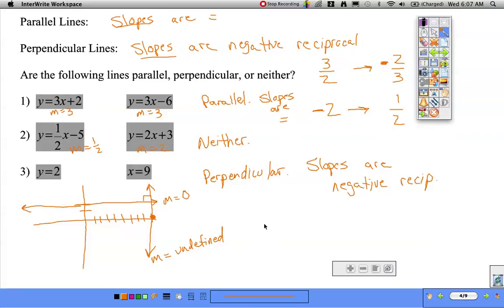The answer is yes. You could write 0 as 0 over negative 1. Well, if 0 over negative 1 is 0, the negative reciprocal of that would be negative 1 over 0, positive instead of negative. So the negative reciprocal would be positive 1 over 0, which is undefined. So it does fit this idea that perpendicular lines have slopes that are negative reciprocals. I would rather think of that as a vertical and a horizontal line are going to cross and be perpendicular.